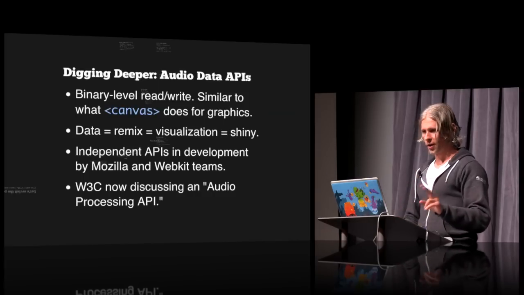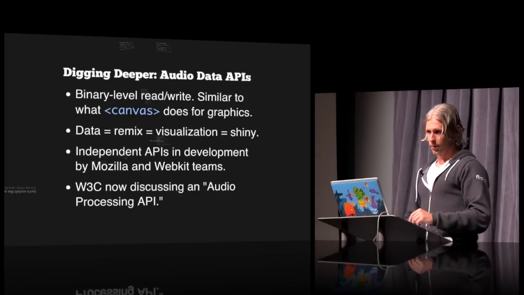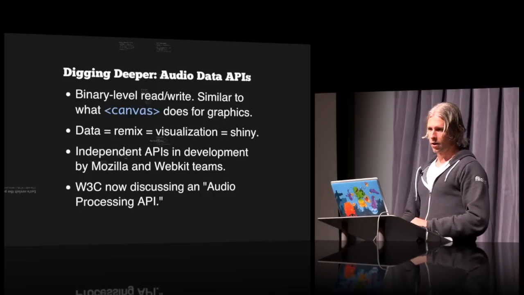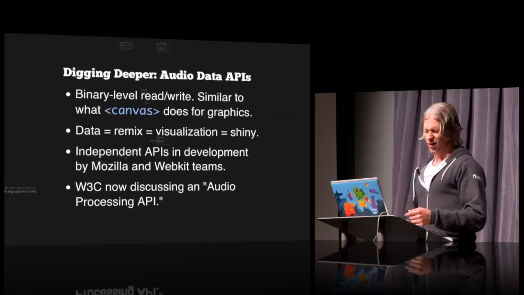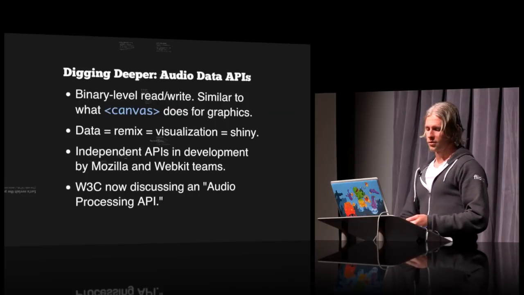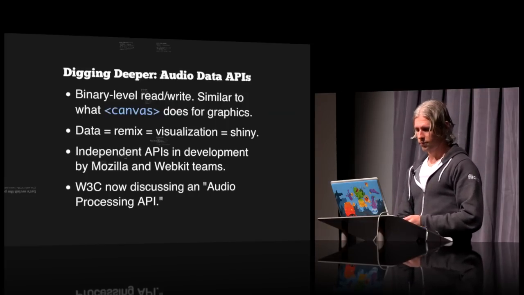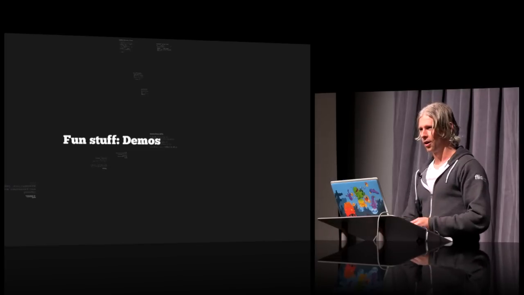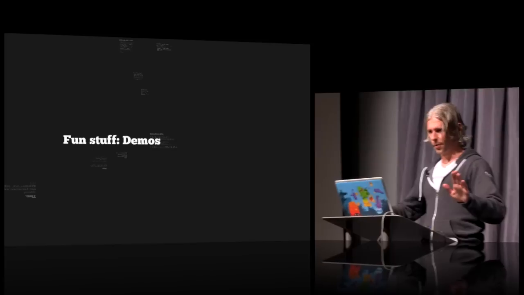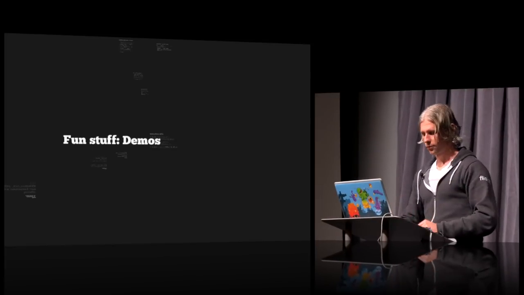So there are two different kinds of APIs in the works, and the W3C is now saying, okay, let's try to normalize this stuff. They have, I think, a working group and are now working on this audio processing API. So we'll see what happens with that. Right now, there's two separate things, and people are working on their own libraries to normalize them.